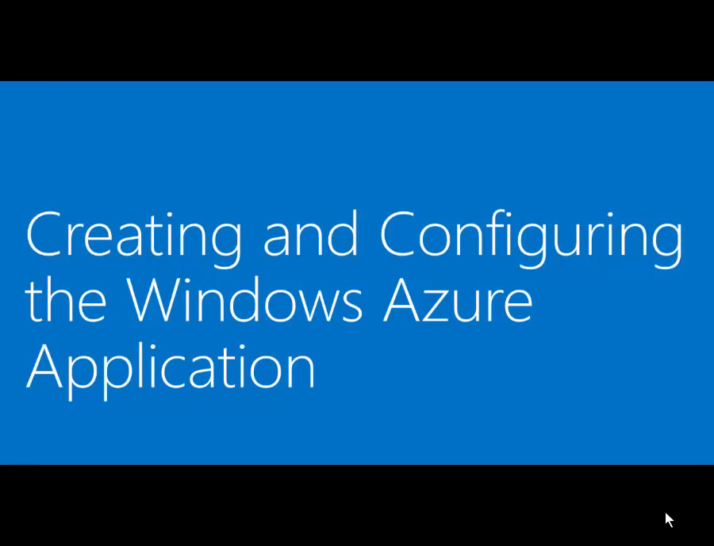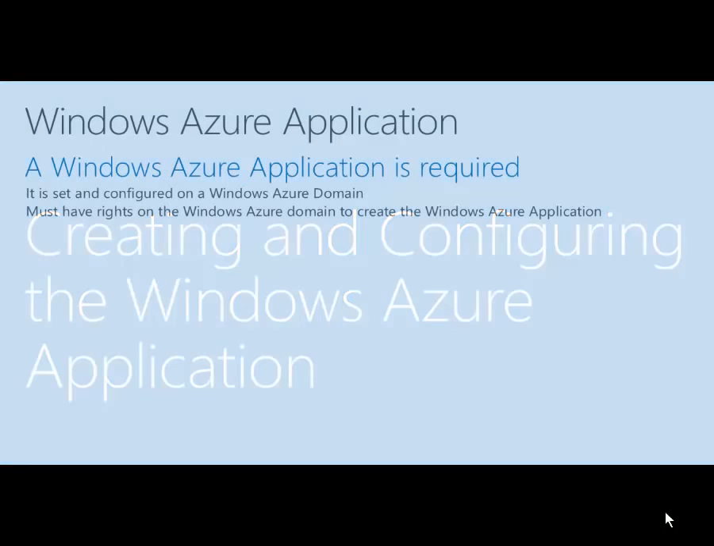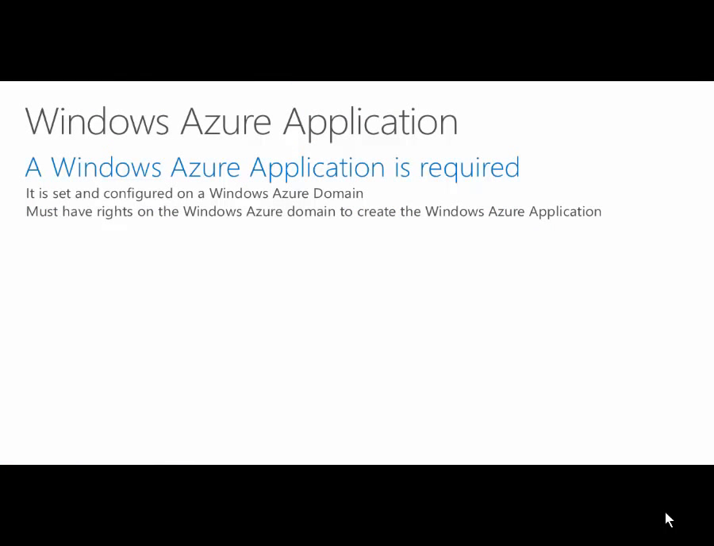So the first piece from a Dynamics GP perspective that is relatively new is a Windows Azure application. Let's take a little deeper look at what that means in this environment. First, a Windows Azure application is required, and it must be set up on a Windows Azure domain. In order to create that Windows Azure application, you have to have rights on the Windows Azure domain. In my case, I was a global administrator, and there may be levels that allow you to create that. I know that in my testing, I always did it as the global administrator.